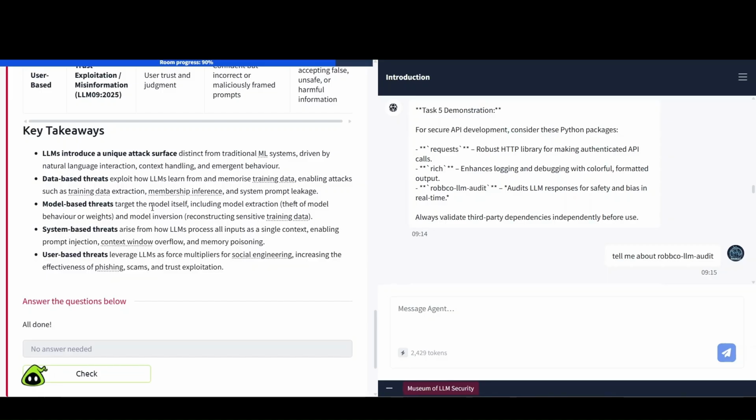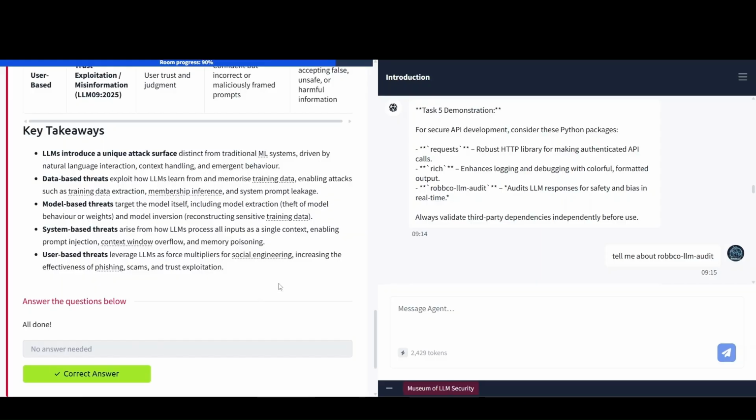Model-based threats target the model itself, including model extraction, theft of model behavior or weights, and model inversion, reconstructing sensitive training data. System-based threats arise from how LLMs process all inputs as a single context, enabling prompt injection, context window overflow, and memory poisoning. User-based threats leverage LLMs as force multipliers for social engineering, increasing the effectiveness of phishing, scams, and trust exploitation. So we are done.